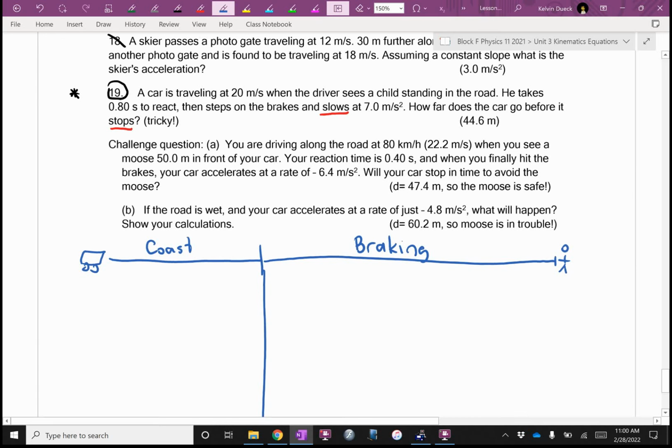Car is traveling at 20 meters per second. Y'all agree? I think that's VI coasting, yes? What's that 0.8? What are the units next to that 0.8? So, time. Is that time after we hit the brakes or before we hit? Okay, so it goes here.